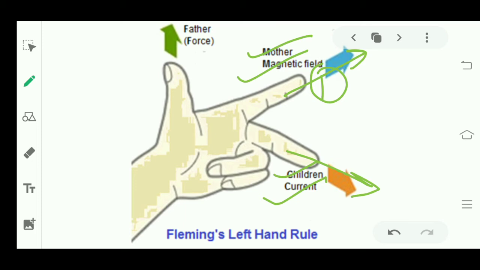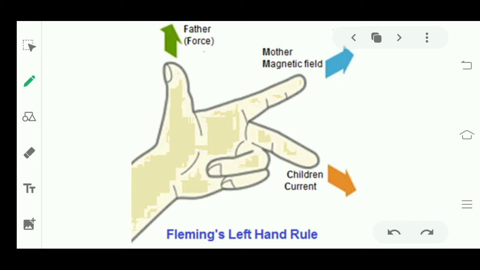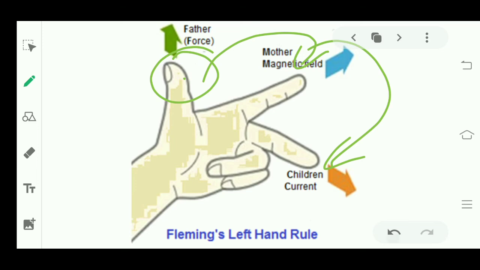And then your thumb will show the direction of father. F for father, F for force, right? Where should be the force? Mother wants to go for shopping and children wants to go to play. Then where would father go? He will experience a force in his brain, right? So the force he will experience in his brain is due to mother and children.